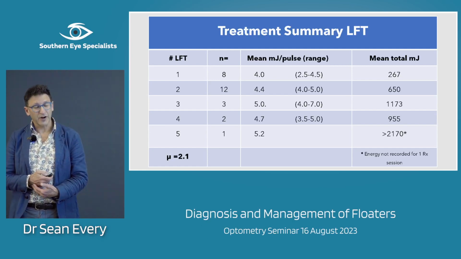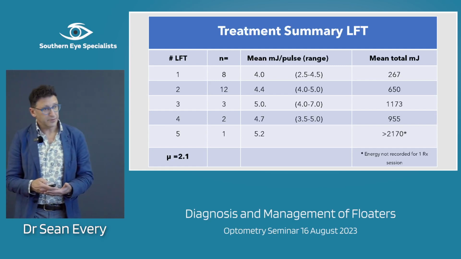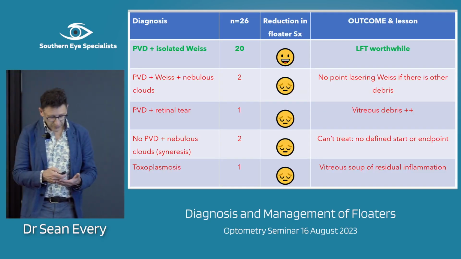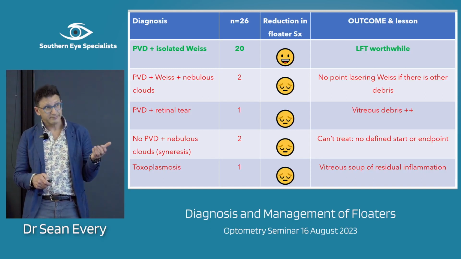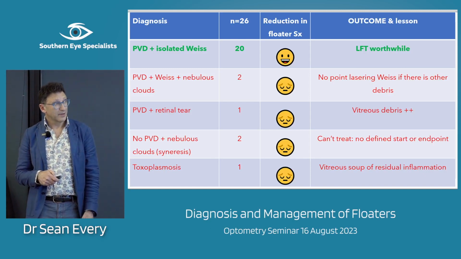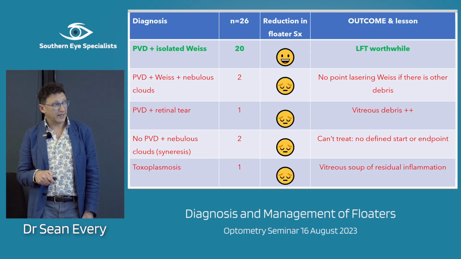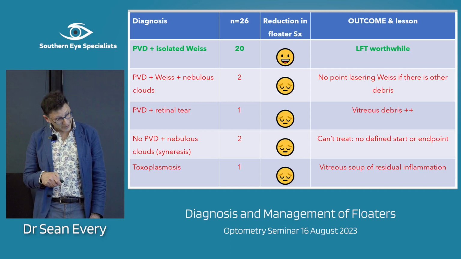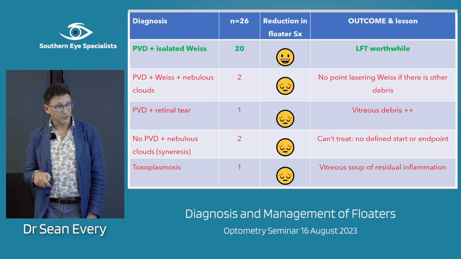50 millijoules, so that's 500 millijoules, so 0.5 of a joule. And then I say, well, I've done as much as I'm prepared to do. So, this is really just a summary of what I did. If it's a PVD and isolated Weiss ring, they're happy, it's worthwhile. The red ones are not happy, basically: the nebulous clouds, the retinal tear, no PVD in nebulous clouds, so that's all syneresis, and then toxoplasmosis. As I say, with the nebulous clouds, you just can't treat them.